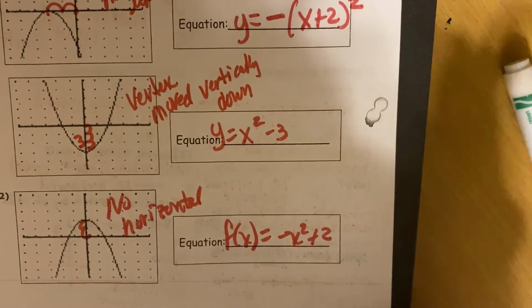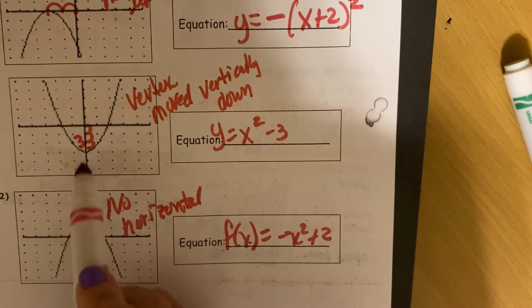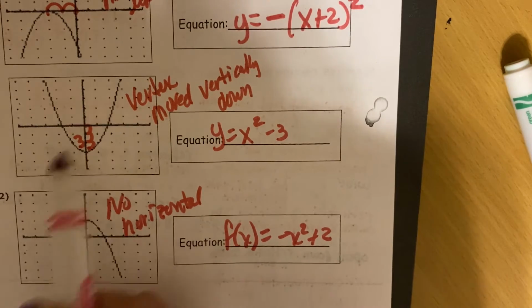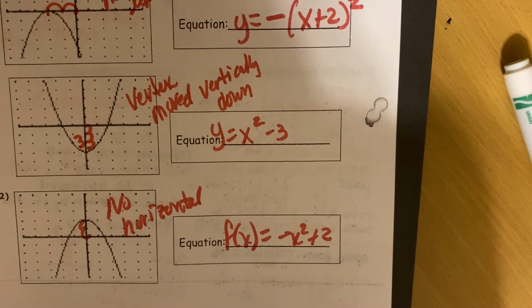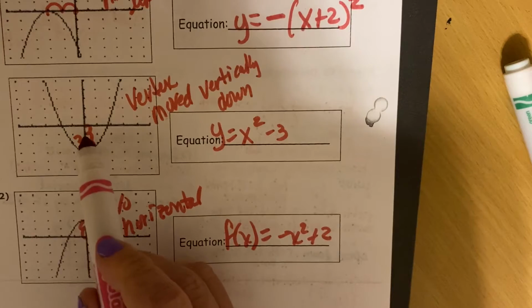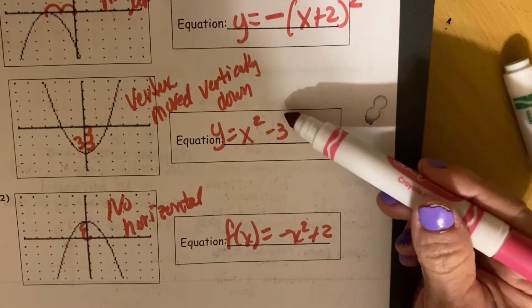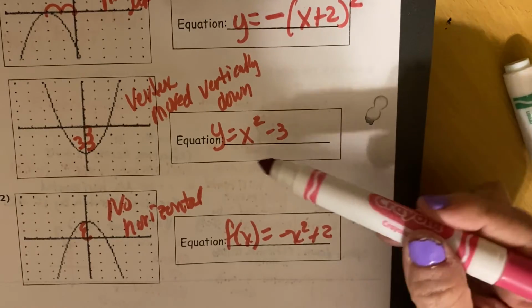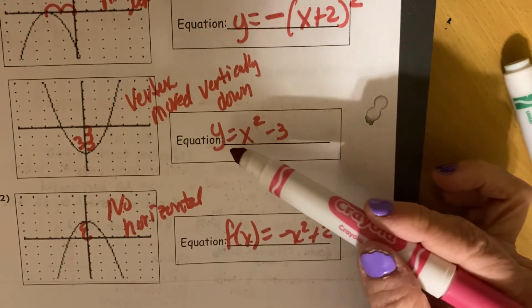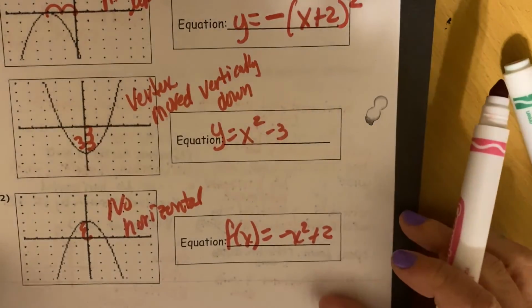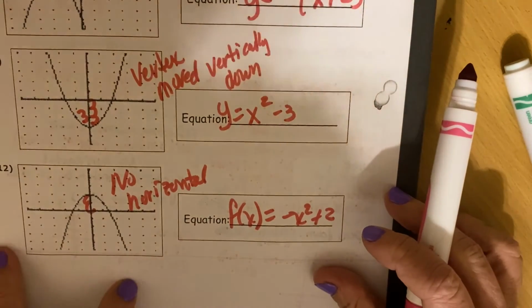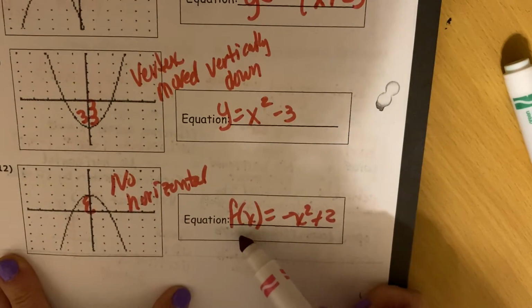So on number 11, my vertex has moved down, so there's no horizontal movement, so I do not have any parentheses. And in order to move vertically down, I'm going to have a minus 3 because that is my c, so I'll have x squared minus 3. And I can have y, or I can say f of x. On number 12, I do not have any horizontal, so there's no parentheses, and I just have f of x.